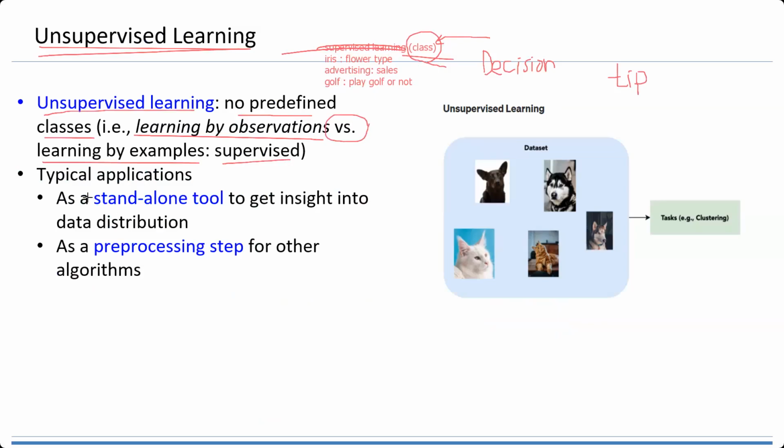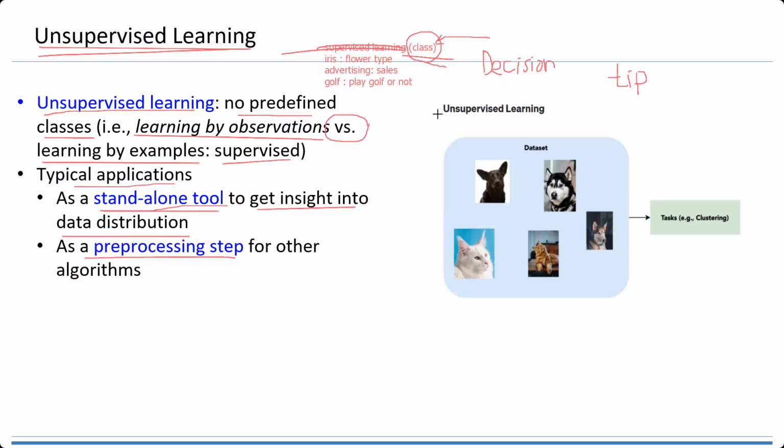The typical application for unsupervised learning is as a tool so you can check the data distribution. In Orange, we can use the tool to do clustering or unsupervised learning in order to get insight into what the data distribution is. Or we can also use unsupervised learning as a pre-processing step for other algorithms.